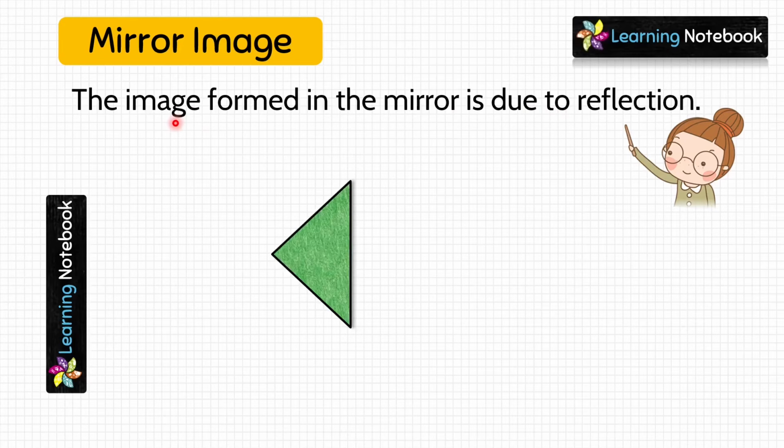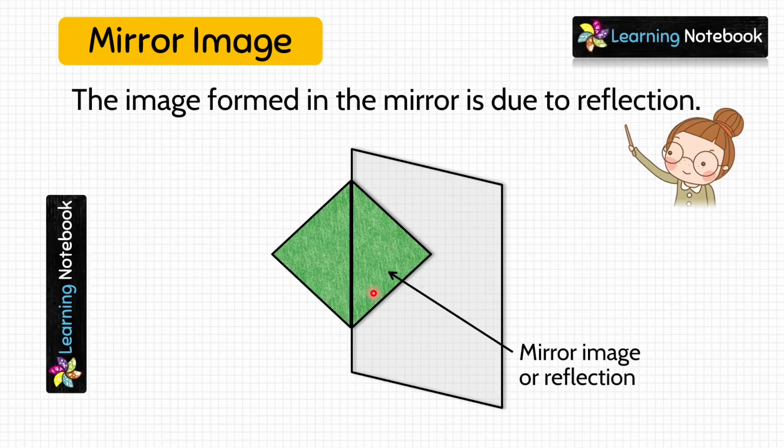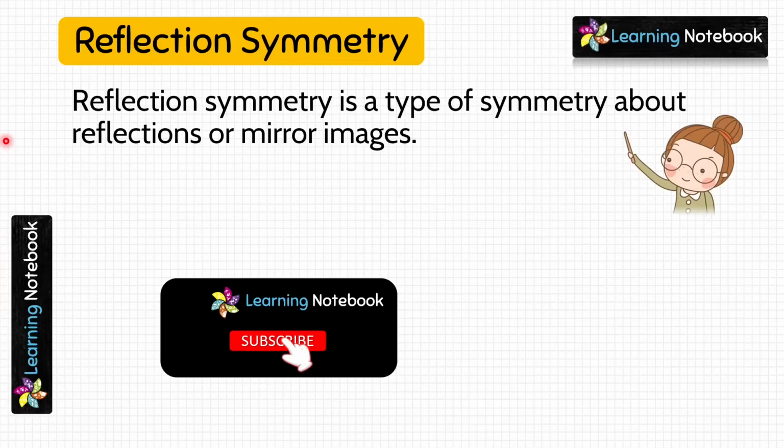For example, cut out a triangle from a paper and put it in front of a mirror as shown here. You will see another triangle formed in the mirror. Like here, you can see another triangle is formed in the mirror. This triangle is the mirror image or reflection. And this line, which divides the figure into two equal halves, is called line of symmetry. Now you must have understood what is mirror image.